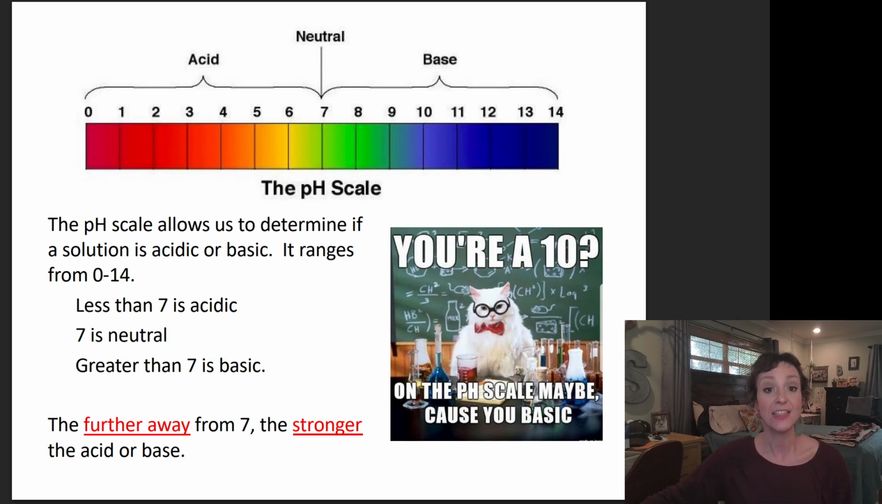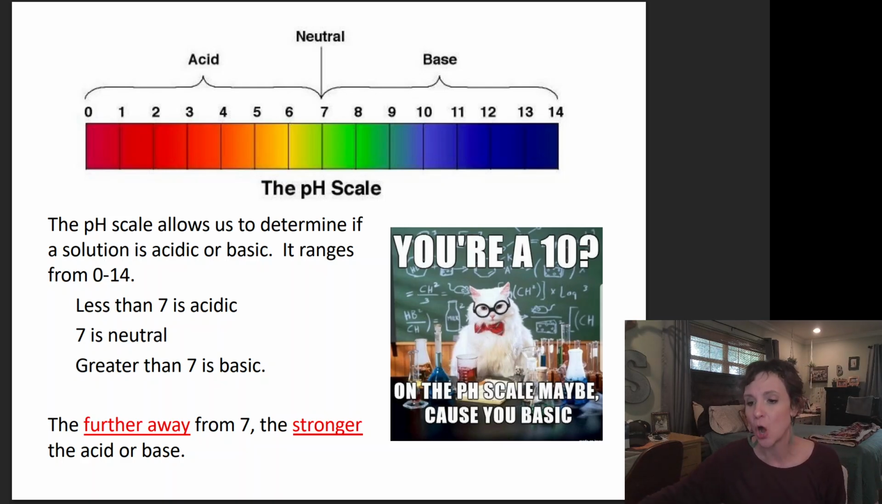All right, pH. The pH scale allows us to determine if a solution is acidic or basic. It ranges from 0 to 14. If I am less than 7, I'm acidic. 7 is neutral pH, and greater than 7 is going to be basic. Now, the further away you get from 7, the stronger that acid or that base is.